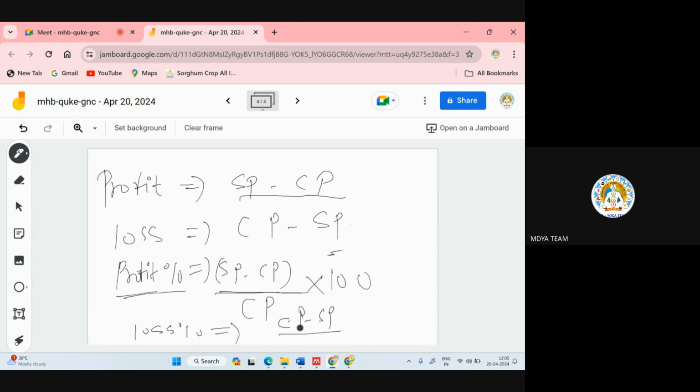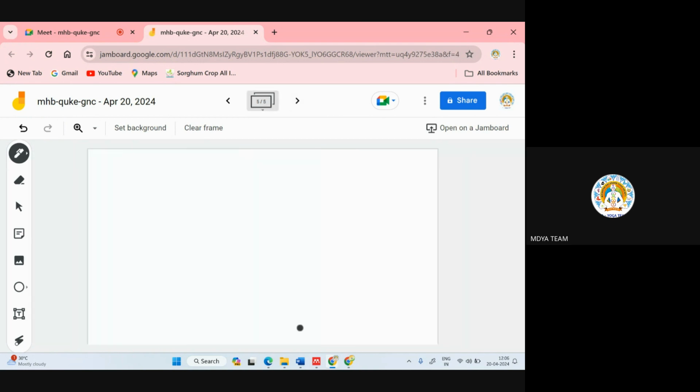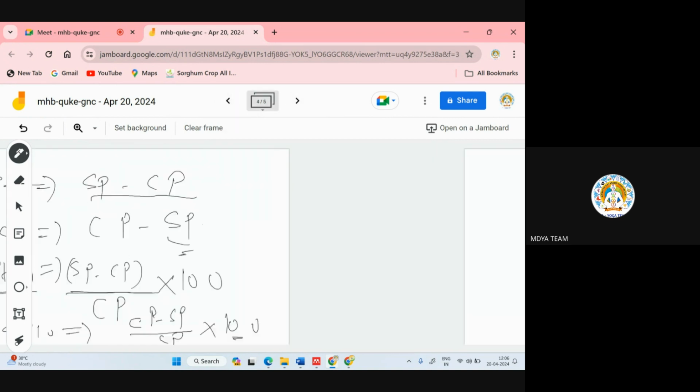Same formula, just the terminology is different here. Difference upon source of comparison into 100. Similarly, for loss the difference is cost price minus selling price upon cost price only, multiplied by 100. You all understood this? Yes, sir. Okay. Sorry, I'm a little unwell, that's why my voice may not be up to the mark.